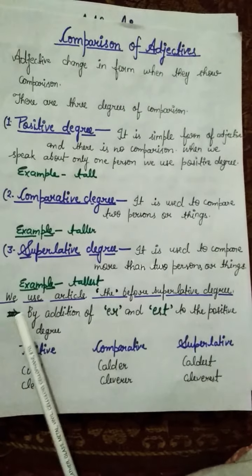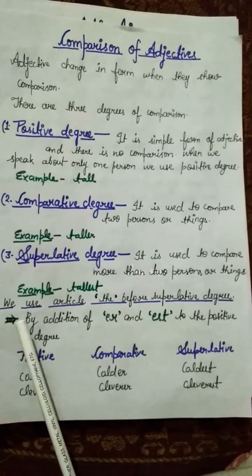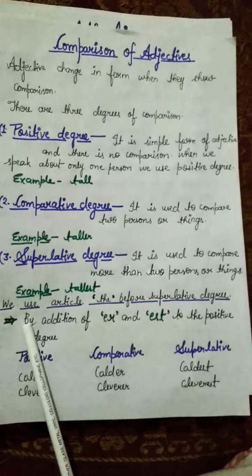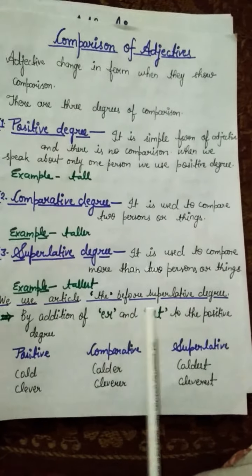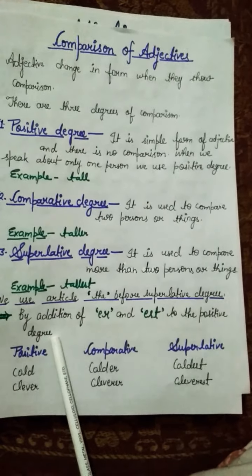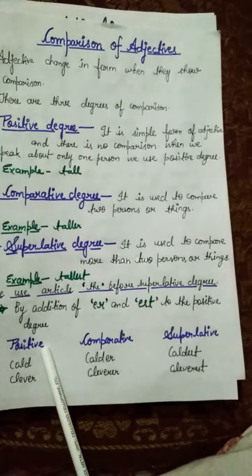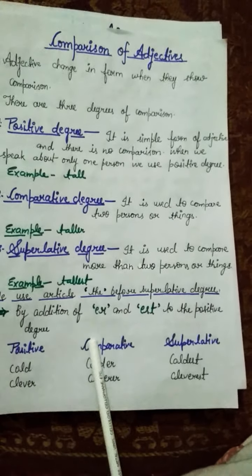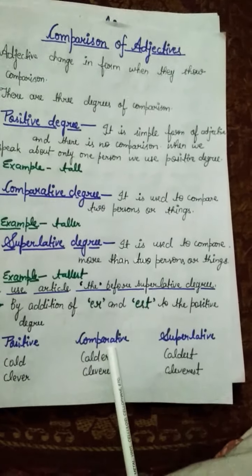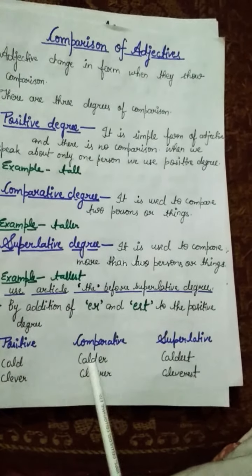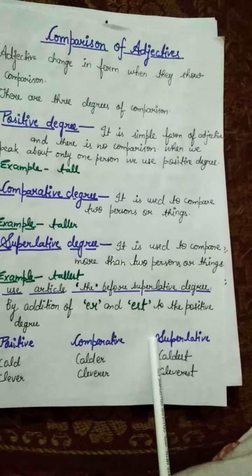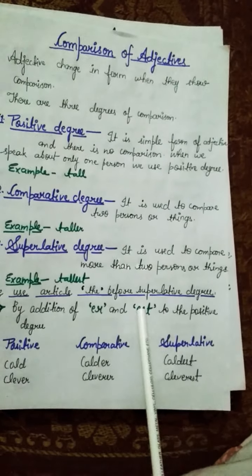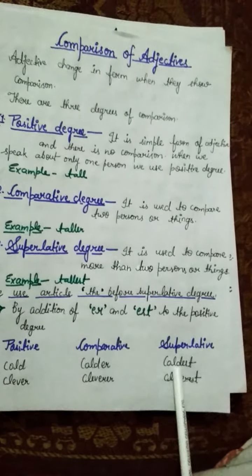Okay, here are some rules to form comparative and superlative degree. So first rule is by addition of er and est to the positive degree. Now see here examples. In positive degree, here is cold. How will you make comparative? By adding er. Then it will be colder. Next, superlative degree. You will make superlative degree by adding est. Then it will be coldest.